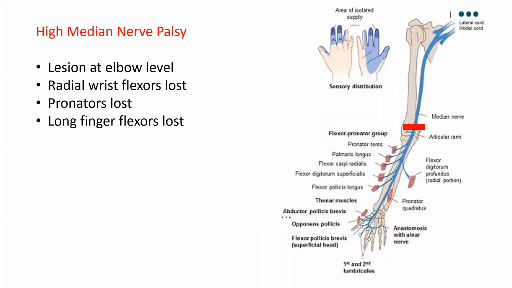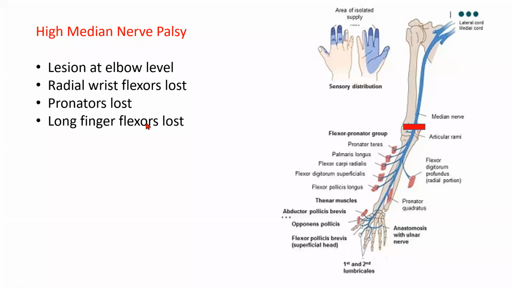In high median nerve palsy, whatever features we saw till now, they are all present. In addition to it, these are also present. The lesion here is at the level of elbow. Therefore, everything which is supplied by the median nerve is lost. The radial wrist flexors, namely the flexor carpi radialis, are lost. The pronators are lost. Pronator teres and pronator quadratus both are lost.